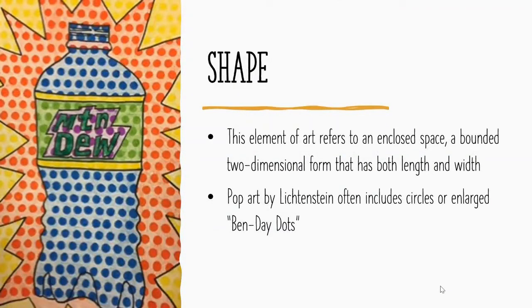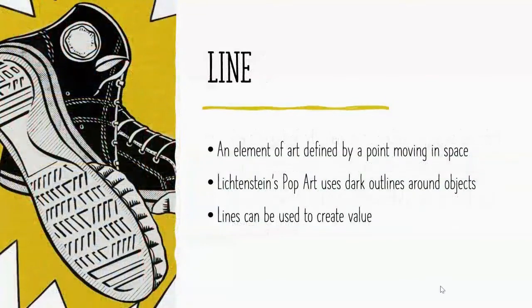Shape is another important term to be familiar with when creating. Shape is something that Lichtenstein used in creating those Benday dots all over the background of his piece to add interest. He used those circles. So this is in reference to a two-dimensional form, and shape is another big key word to think of as you're creating.